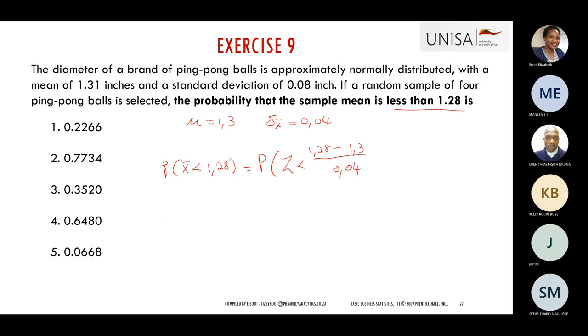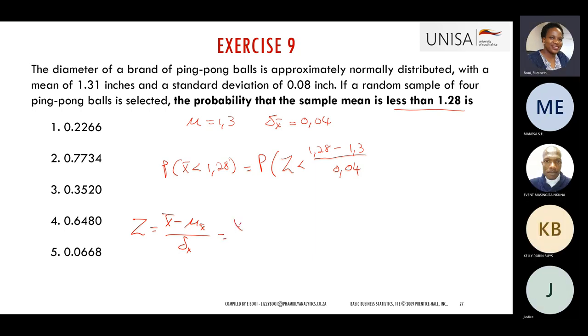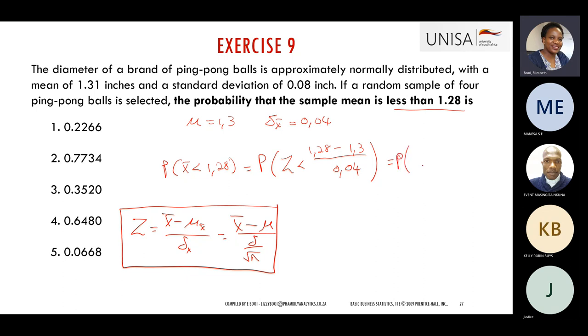Remember, Z is your sample mean minus the population mean, divided by the standard error. Sample mean minus the population mean divided by standard deviation over the square root of n. It's one and the same formula. So what I'm doing is using this shortcut one. Therefore, your probability will be Z of less than, what is the answer? It's minus 0.5.